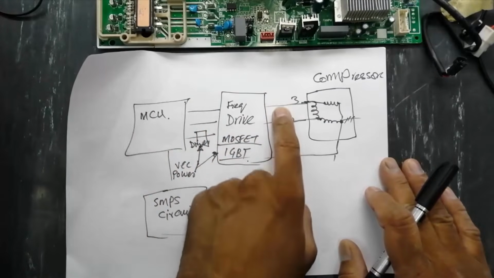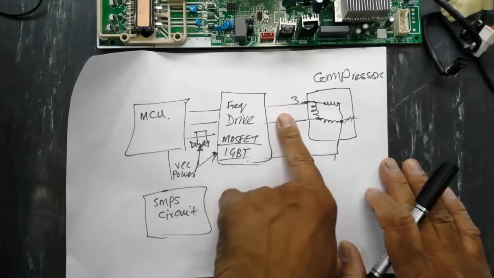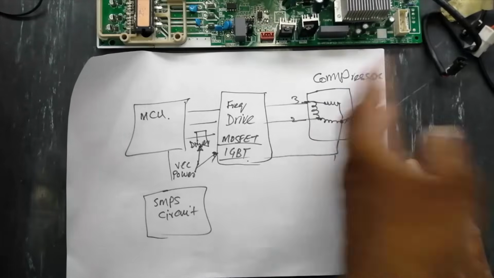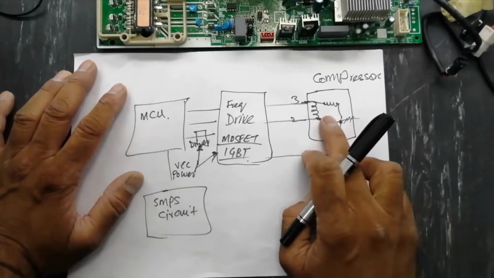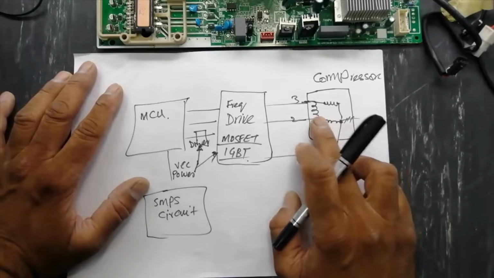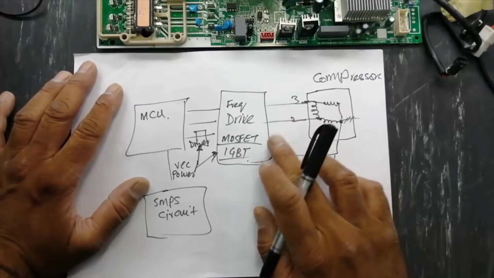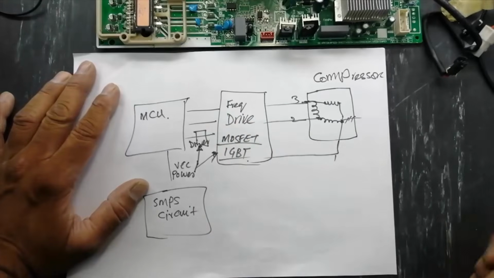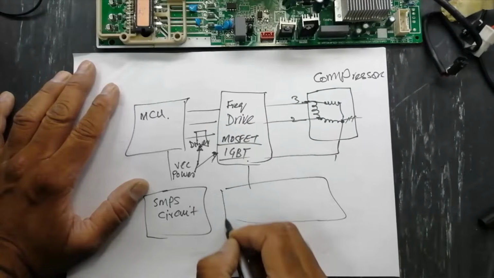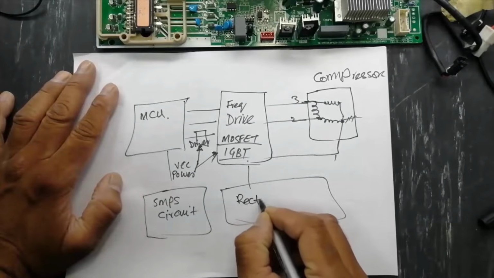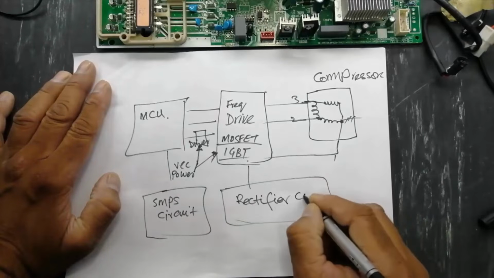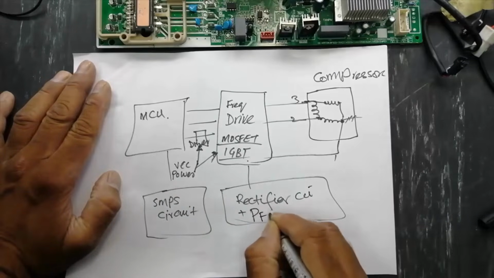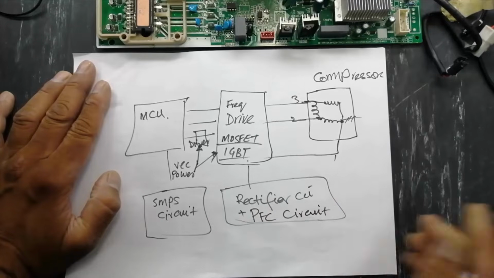Here we will receive variable voltage and variable frequency. In a normal compressor, we just apply 220 volt and it starts running. But here, to control the RPM, we have to change the frequency and voltage. How will it generate the voltage? We need a rectifier circuit plus a PFC circuit, power factor controller.